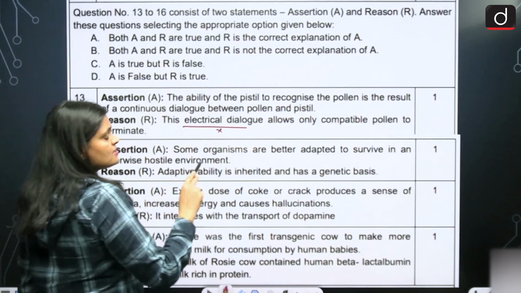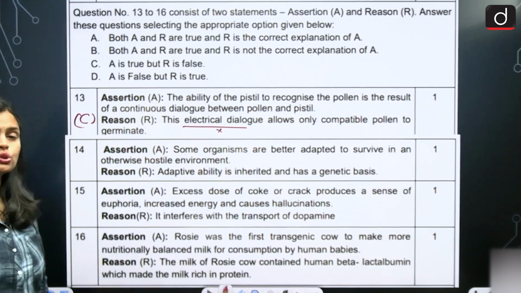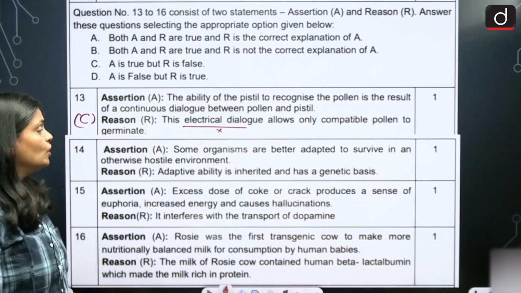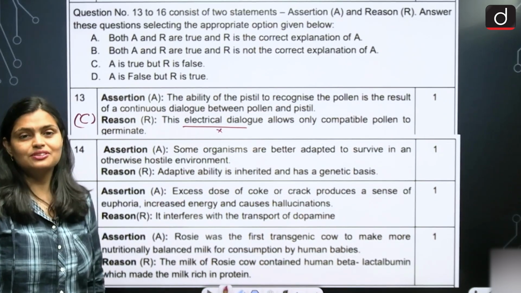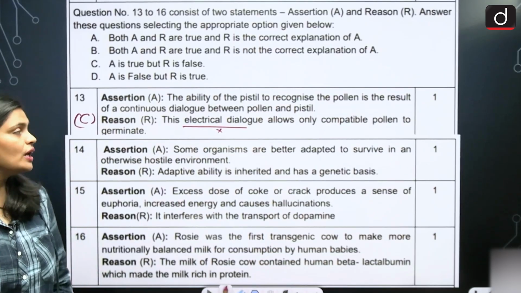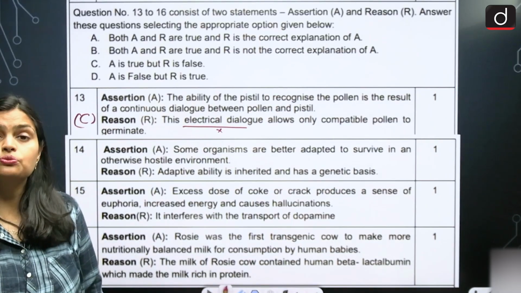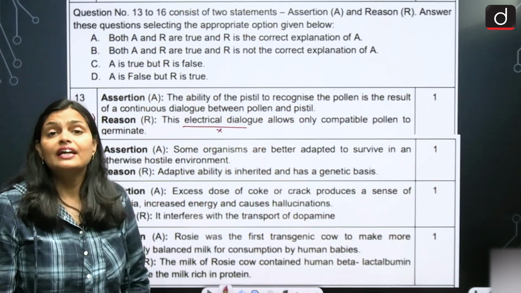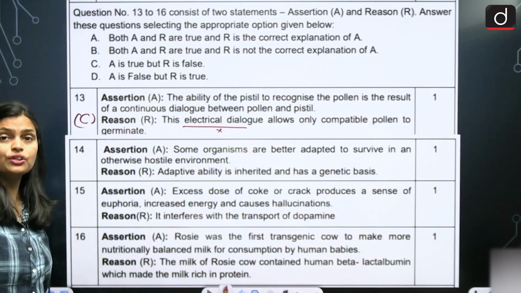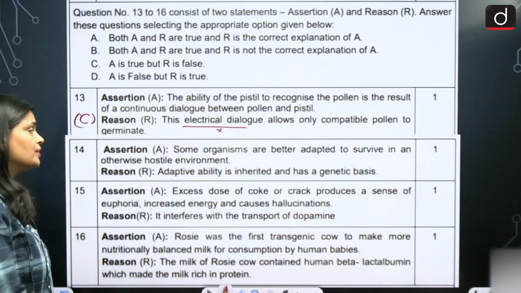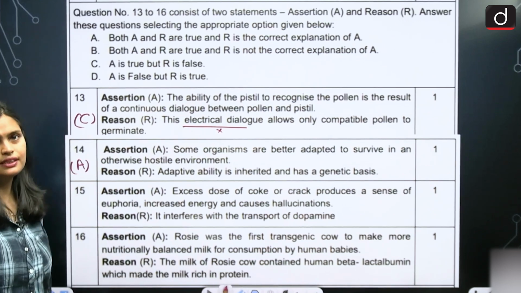Second says some organisms are better adapted to survive in an otherwise hostile environment. Theek hai, adaptive ability is inherited and has a genetic basis, so this is correct only. Okay, jo organisms hain, few organisms can adapt to their situation, to their environment because they have some inherited capability. Unke paas kuch inherited ability hoti hai due to which they can adapt. So here both are correct and reason is the correct explanation of the assertion.